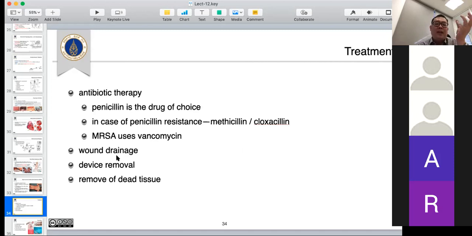Okay. Wound drainage. If you get an abscess, you need to drain the abscess. Okay. Device removal. I mean, someone who has put in a device, for example a birth control device. If you have the device and feel irritation and get infection by Staph aureus, you probably need to remove that device. Or the doctor needs to remove the dead tissue because the bacteria destroy tissue.